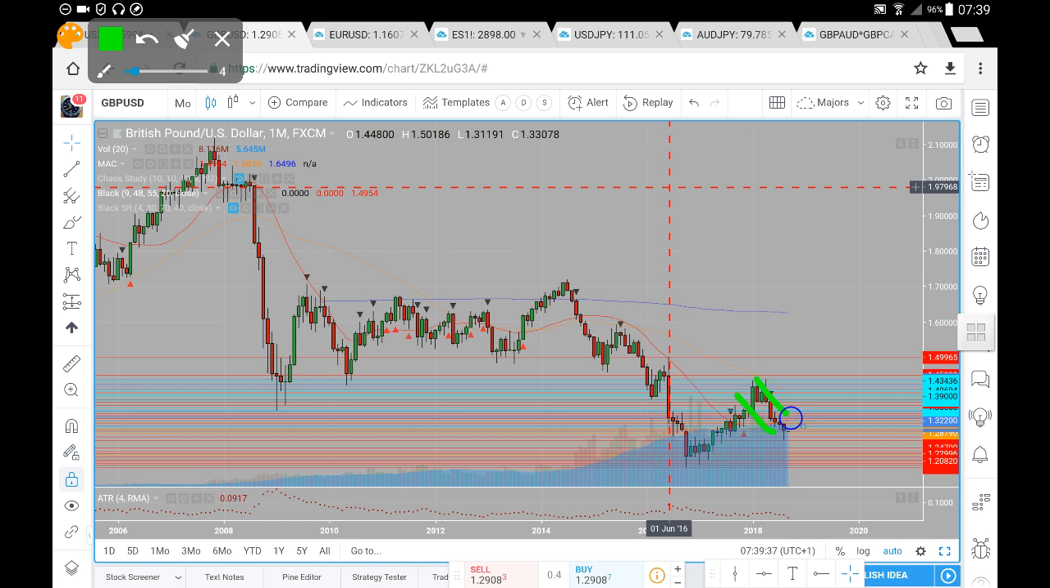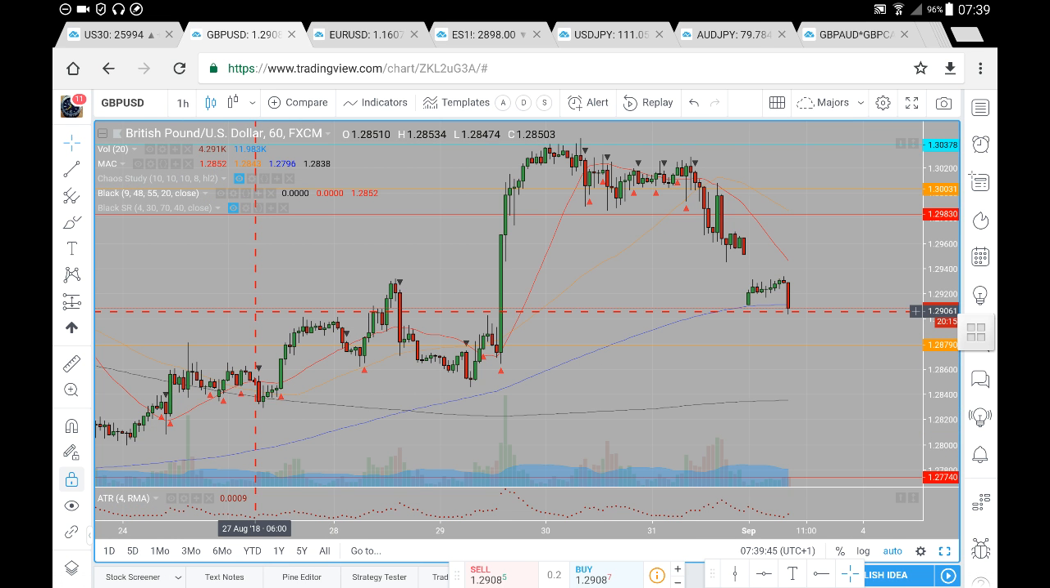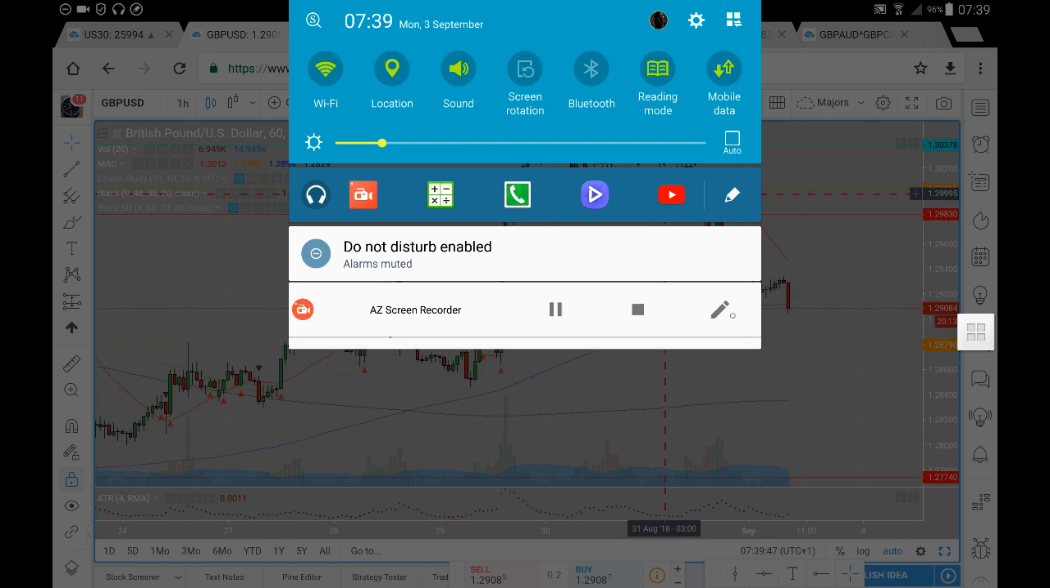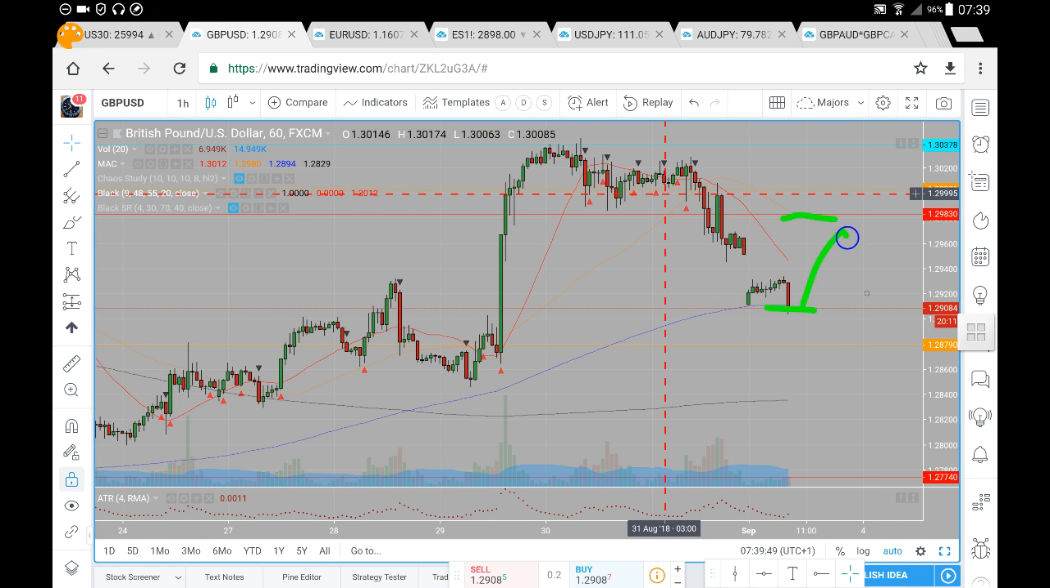We'll see if we do see that follow through, especially if we can hold below the 129 here. In particular, if we can hold below the 129 and at 129.83, if we can hold below these levels, we may just see lower prices here on the pound against the dollar.